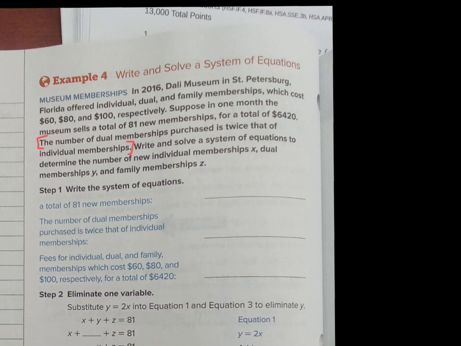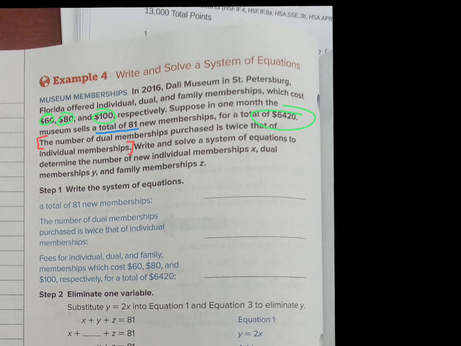A total of 81 memberships. Yeah, we got a total of 81. That's going to be a big one. What else? Total cost. The total cost, because we have all of these costs, and then we got a total cost over here. All right, so they got the total of 81 first, so we'll do that one first.